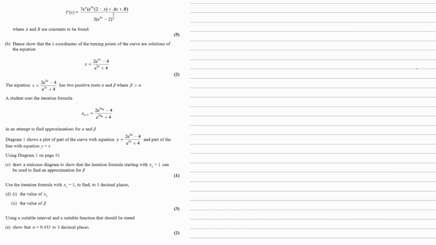Part B says, hence show that the x-coordinates of the turning points of the curve are solutions of the equation x is equal to 2e to the power 3x minus 4 over e to the power 3x plus 4. So for part B, we know that at the turning points, our derivative of f of x is always going to be equal to 0. So in part A, we got our f of x as 7e to the power x, bracket e to the power 3x, bracket 2 minus x, minus 4x minus 4 over 2, bracket e to the power 3x minus 2 to the power 3 over 2.